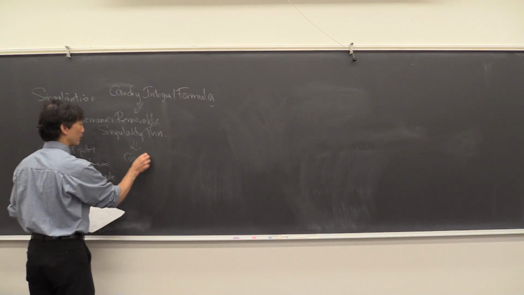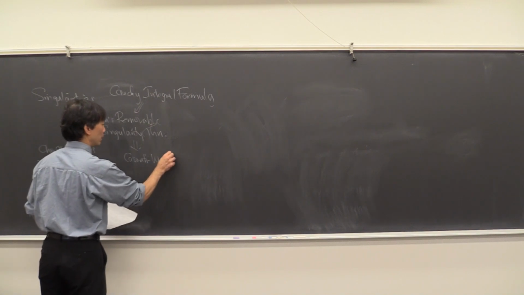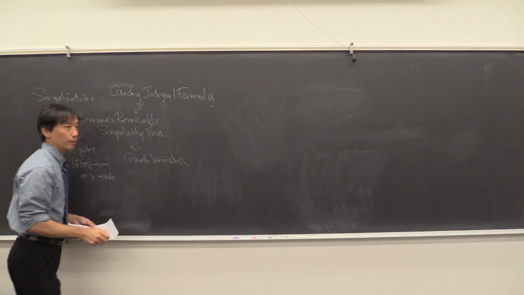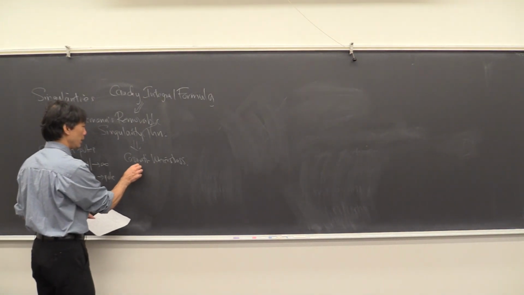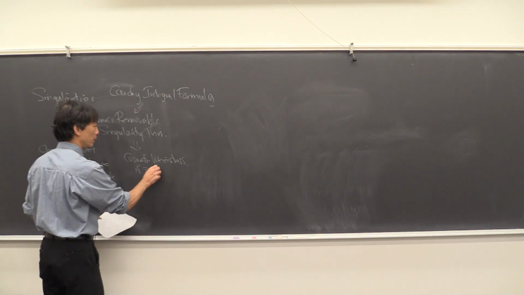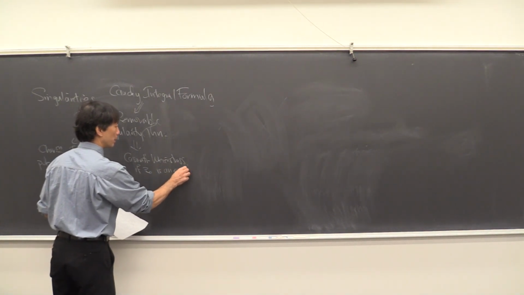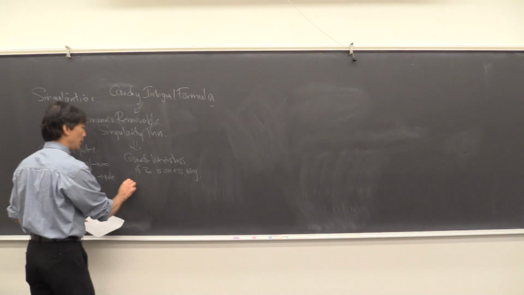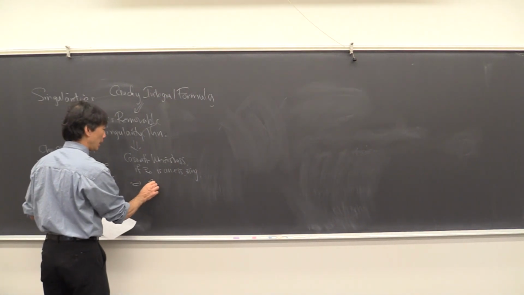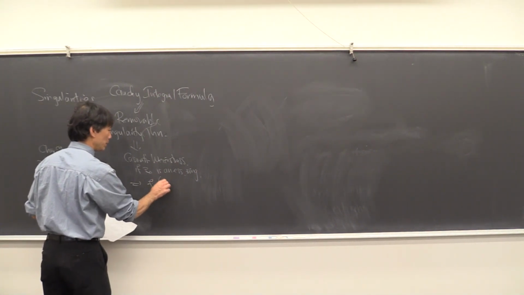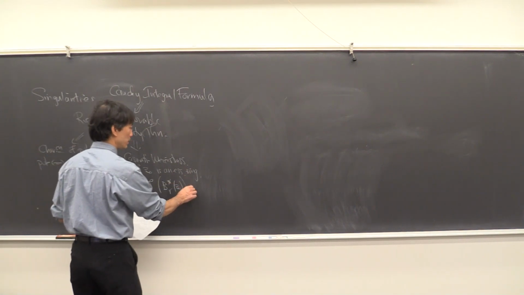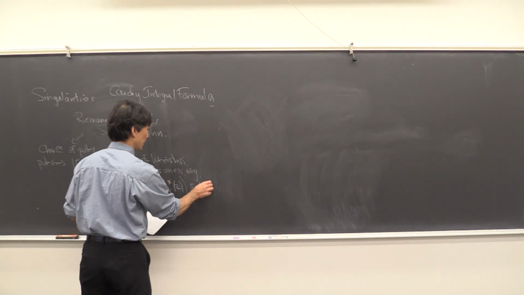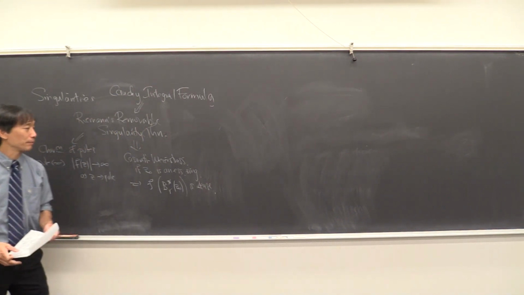Casorati-Weierstrass, which said that if you have an essential singularity, then if you take a punctured neighborhood of it, the image is dense in C.